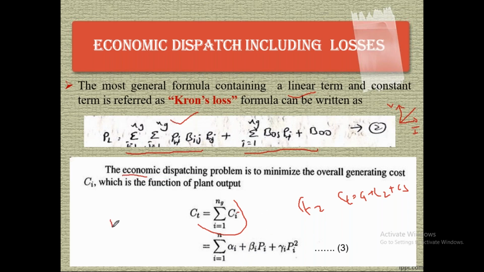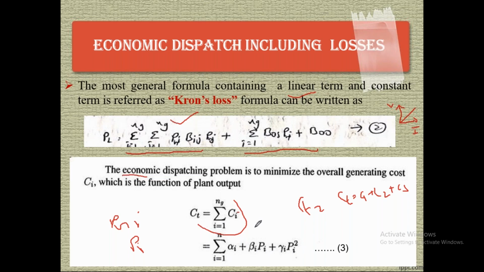Sometimes I denote it as PGi or Pi. Both are the same, so don't get confused. So it is alpha i plus beta i Pi plus gamma i Pi squared. Now this is the total cost equation.